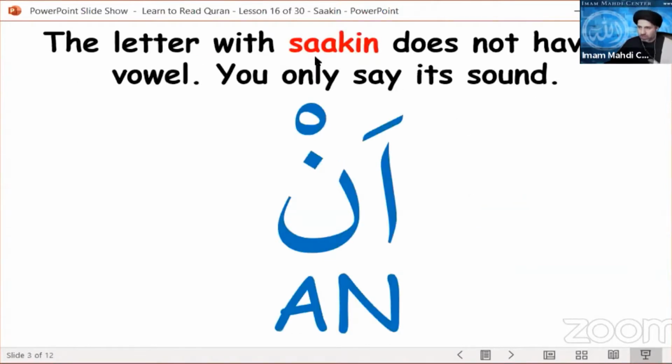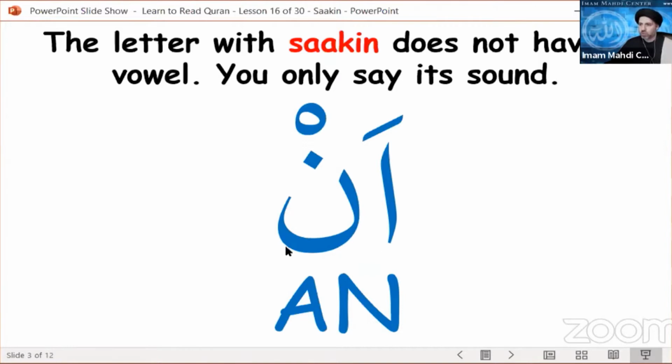So the letter with Saakin, in this example the noon, does not itself have a vowel. It doesn't have a vowel movement. It gets joined with the letter to its right into one syllable. So when you read the letter that has the Saakin, you're only pronouncing its sound. It doesn't have a vowel of its own. The Saakin means a stop on the letter. It means that you stop on the sound of that letter.